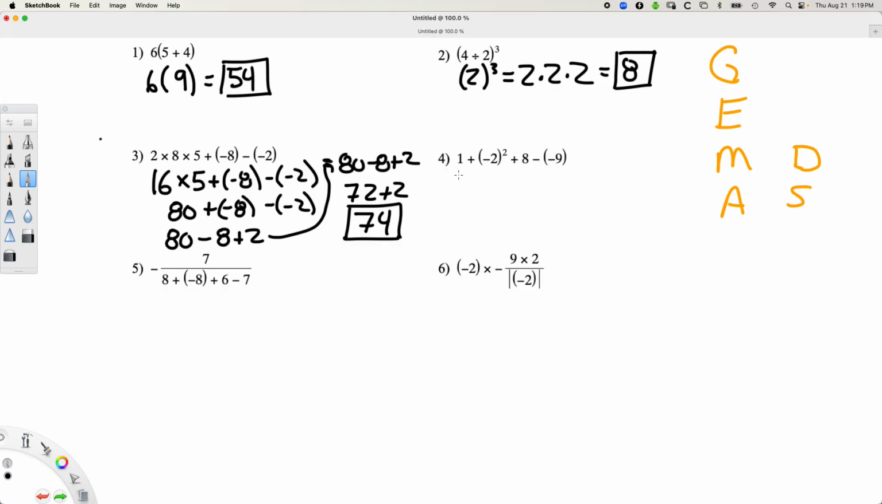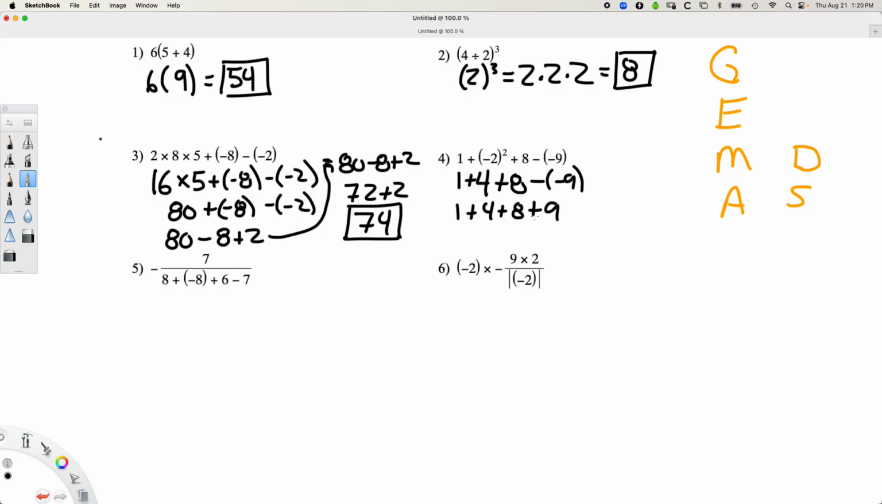So I'm going to bring everything else down. 1 plus -2 squared. That just means -2 times -2 twice. -2 times -2, well, a negative times a negative is a positive, and 2 times 2 is 4. So it's 1 plus 4 plus 8 minus -9. Now I'm going to get rid of this parenthesis thing, so just 1 plus 4 plus 8 minus a negative turns into plus 9.